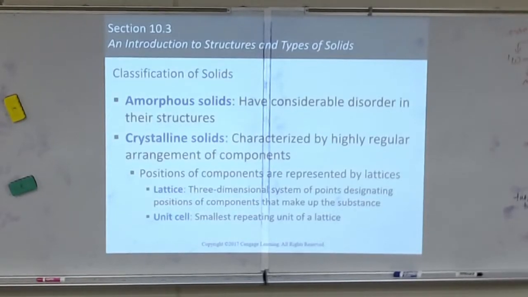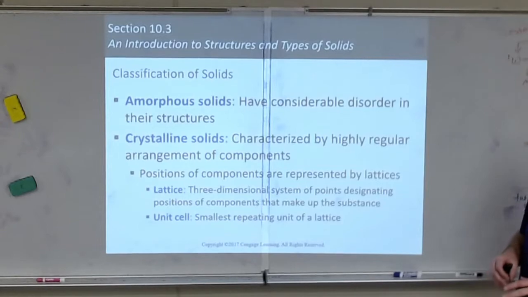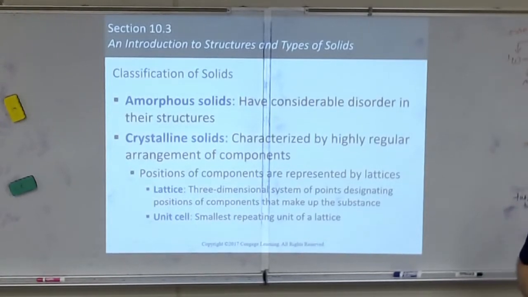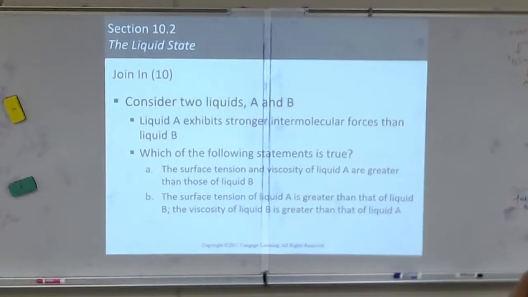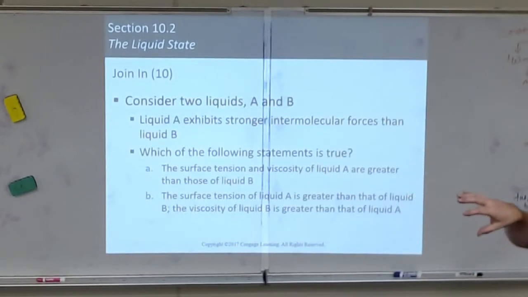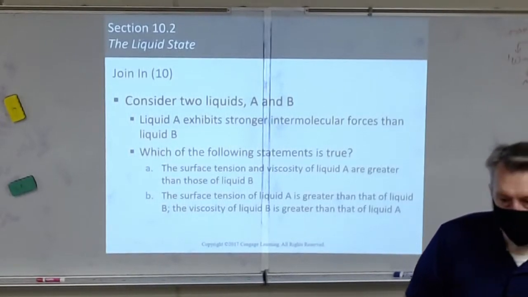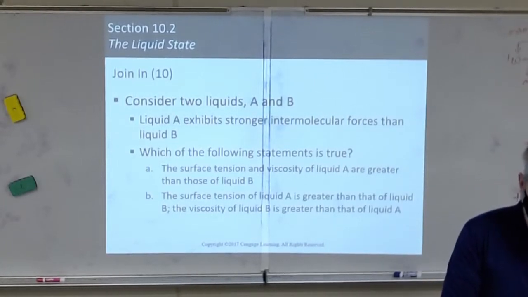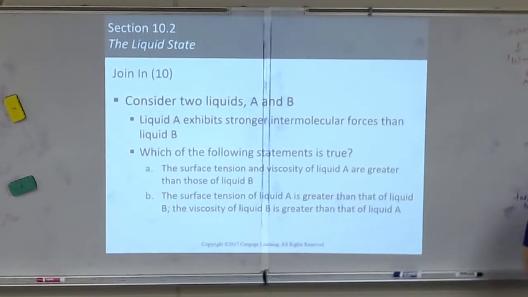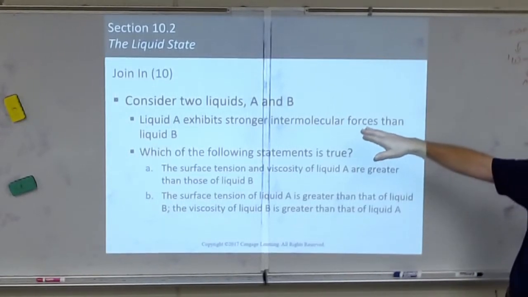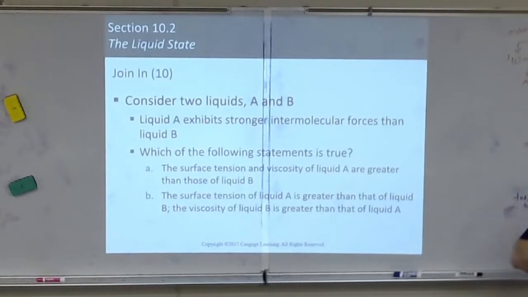Good. All right. So we have a couple of things going on. Yes? Can you explain that, please? Sure. If liquid A has stronger intermolecular forces, in other words, the attraction between the particles is stronger, it's going to be solid at a higher temperature. The one that's stronger, it's going to take more energy to move it into a liquid phase. It's going to take more energy to move it into a gas phase.